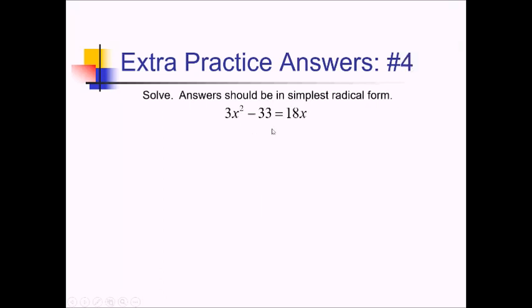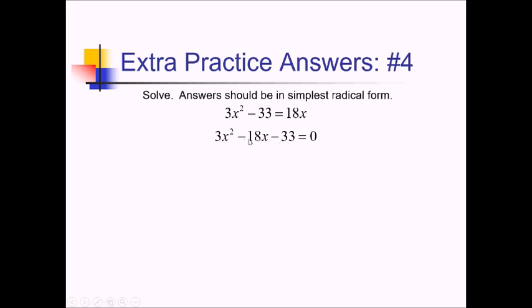To solve this quadratic equation, we have a linear term, so solving by square rooting won't work. So whether we're trying to factor or use quadratic formula, we need to get everything on one side. Let me subtract 18x over to the left side. That leaves me with 3x squared minus 18x minus 33 equals 0. And we have an a value here that is not 1. So we're probably going to have to use quadratic formula if we don't want to factor.